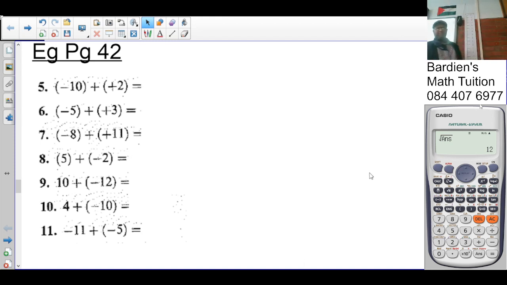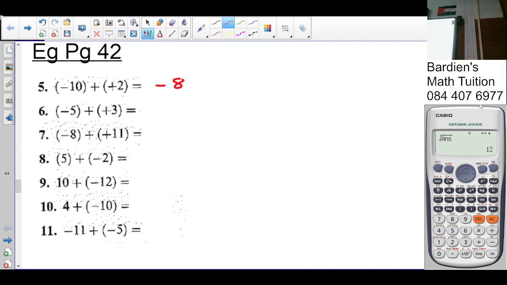Alright. So the first one, negative 10 plus 2. The answer is? Negative 8. Who got negative 8? Oh, now you got negative. Nice. What did you get, Michael? The one that's looking for the PDF. Not done.